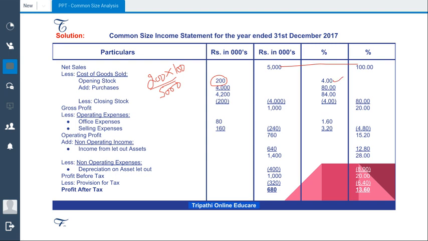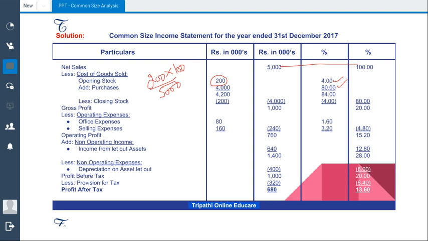That means we can say opening stock is 4% of the net sales. Same way, purchase. How to calculate the percentage of purchase? 4000 into 100 divided by 5000. You will get 80%. Now here we can say that our total purchase is 80% of the net sales.